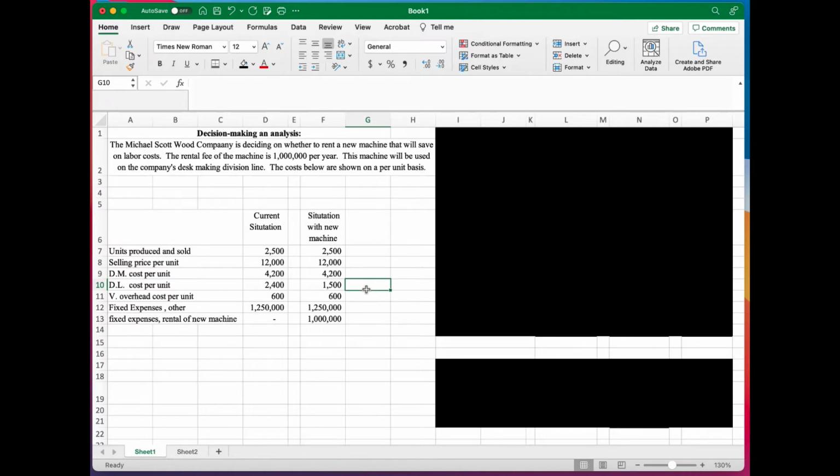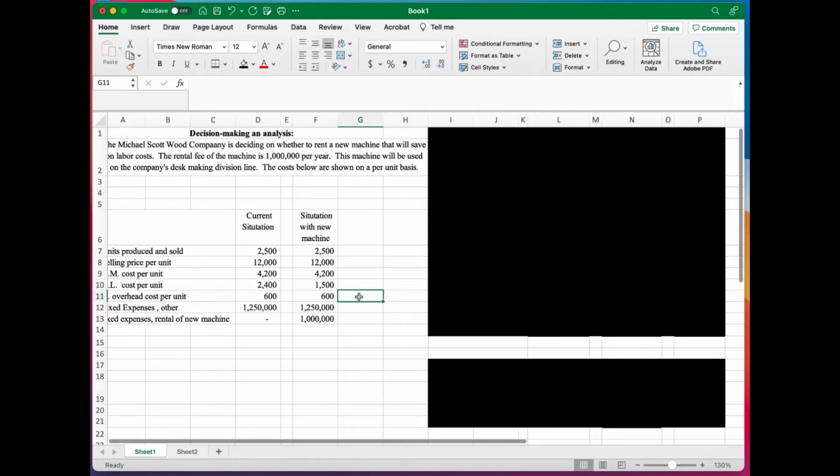However, under the second alternative, which is the situation with the new machine, we could see that the direct labor costs per unit drop by $900. Okay, they're $1,500. If they were $2,400, under alternative 2, they would be $1,500. That is a relevant cost. Why? Because they differ between the two alternatives.